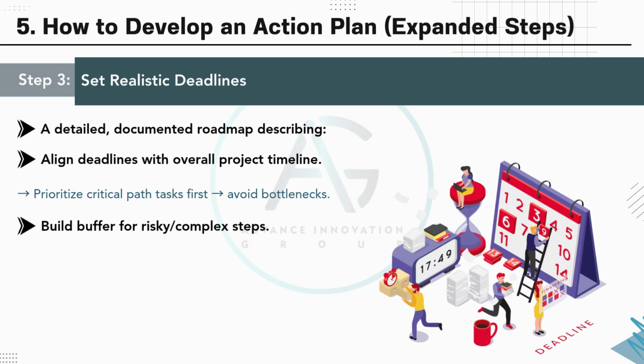Also, focus first on critical path tasks. These are the activities that directly impact the project's end date. Prioritizing them helps avoid bottlenecks and ensures smooth workflow through the project stages.